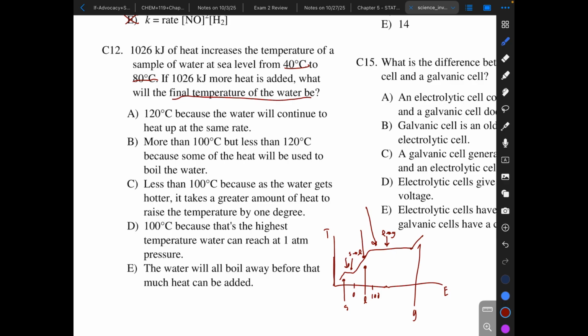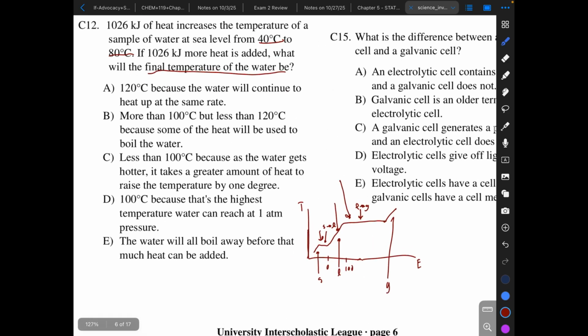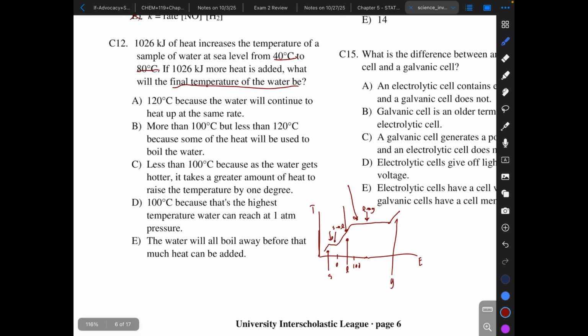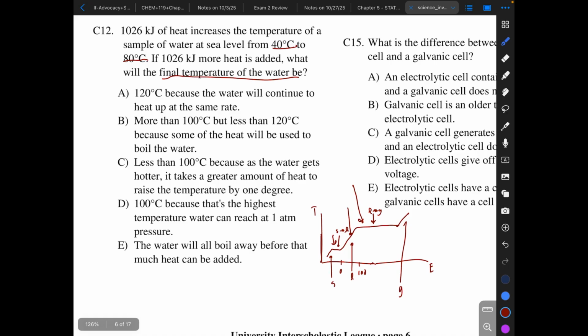So, despite adding this much, you're not going to reach 120 degrees because a lot of that energy is going into actually boiling the water. And we can mathematically calculate this. The formula that you're going to be using most often for these types of problems is Q equals, oh, no, not the molarity. The mass times the specific heat constant times the change in temperature.